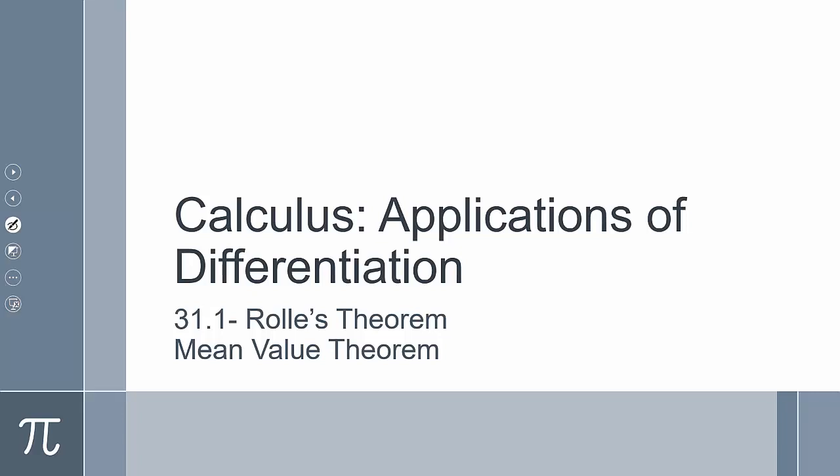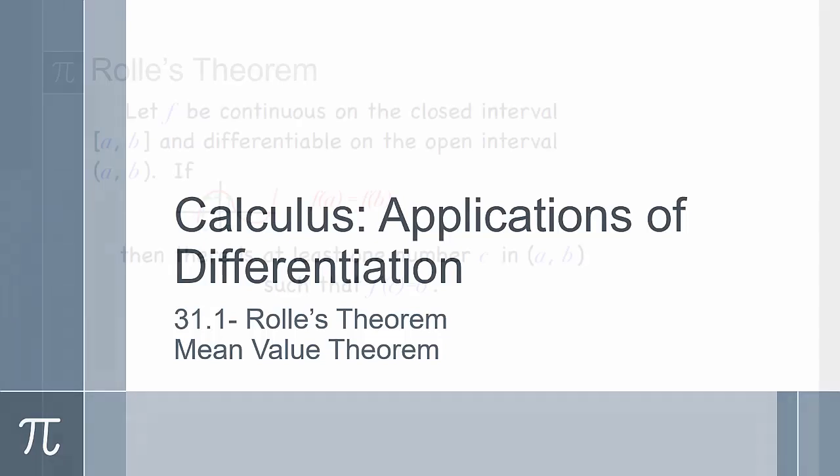All right, this is 31-1. We're taking a look at Rolle's theorem and the mean value theorem, and we're still in the applications of differentiation.